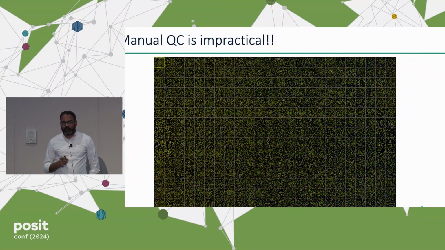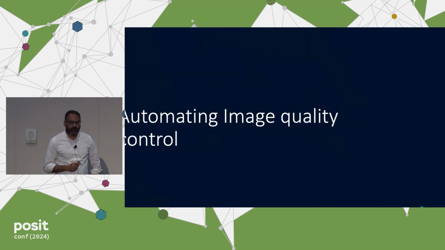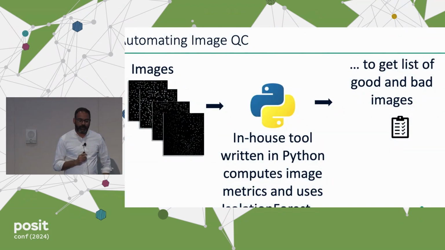So I talked about QC. Now imagine going through and checking every single image manually. That's tedious. It's going to be time consuming. It's basically impossible. So how do we do image QC? Well, we decided we should automate it. And how do we do that? Well, enter Python. I know this is more R, but I'll get to that.